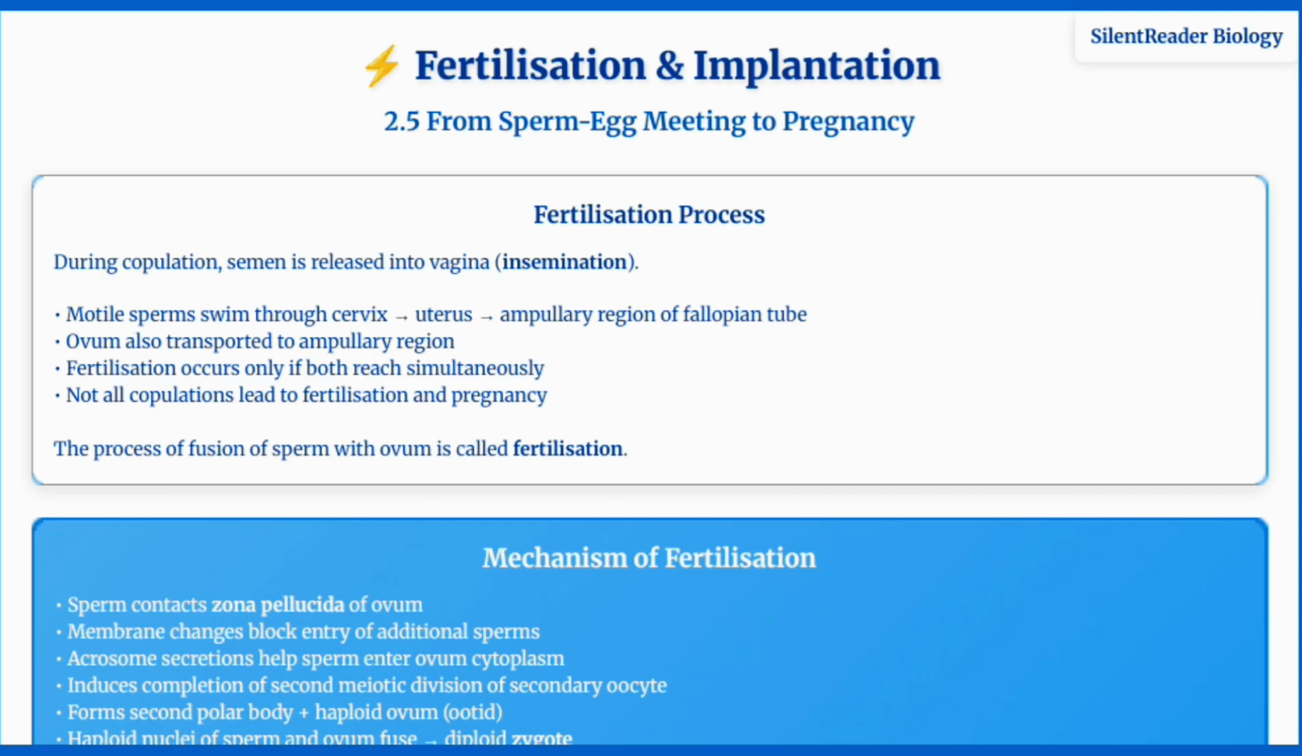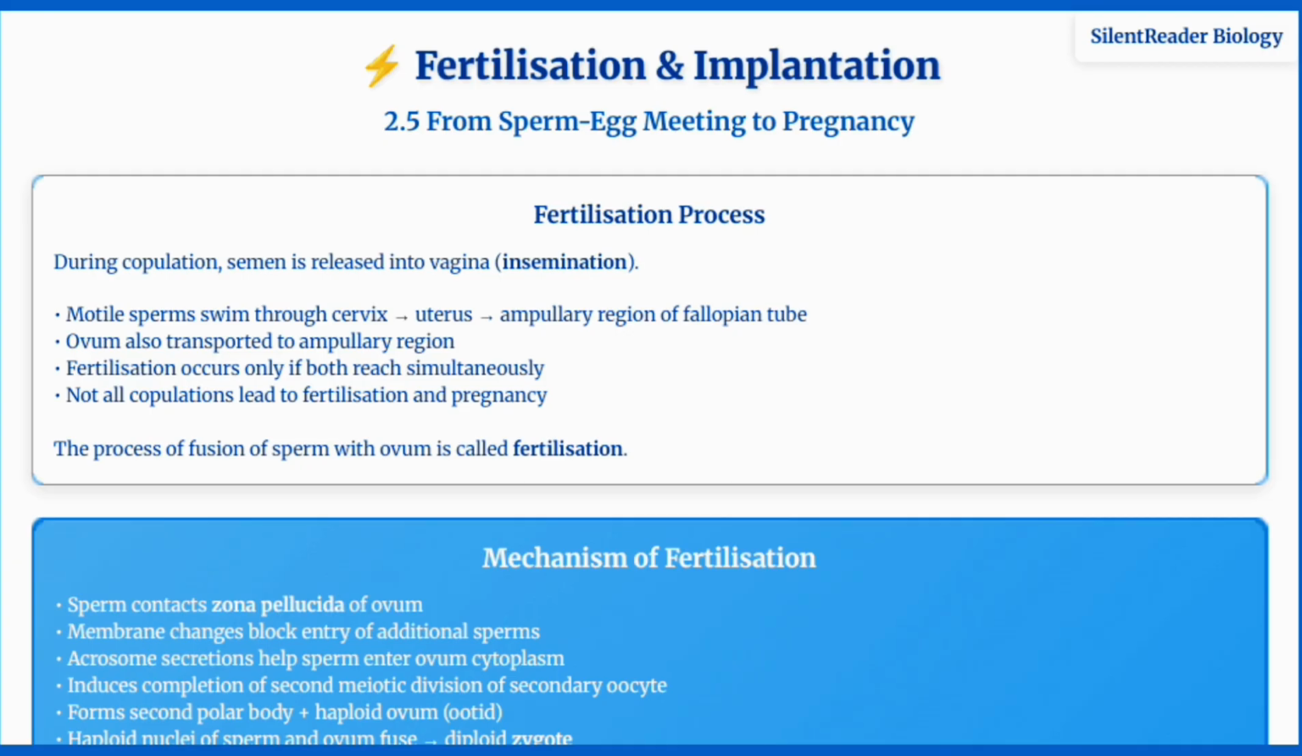Let's examine fertilization and implantation, the critical processes that begin pregnancy. During sexual intercourse, semen is deposited in the vagina, and motile sperm swim through the cervix and uterus to reach the ampullary region of the fallopian tube. The ovulated egg is also transported to this region, and fertilization can only occur if both gametes arrive simultaneously. When a sperm contacts the zona pellucida of the egg, it triggers changes that block additional sperm entry, ensuring only one sperm fertilizes the egg.